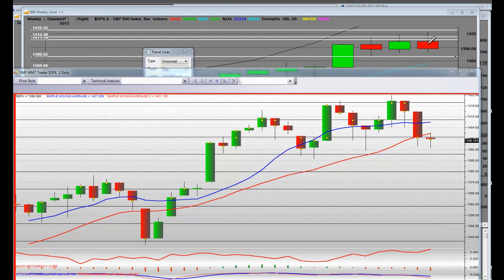Good Friday, 9:30 a.m. Pacific Standard Time, 4/6/2012. What do we have here? Well, we're going to show you. MMTs, you have an S&P 500 weekly index, and here it is now.